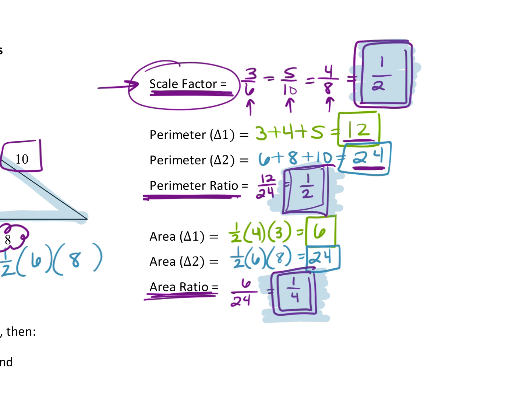What do you observe? Just give me an observation. They're all fractions. The bottoms are even numbers, okay? They all have a 1 in the numerator, okay? How about the fact that the scale factor and the perimeter ratio are identical? That will always be the case, okay? Your scale factor and your perimeter ratio will always be the same. Always. There is no other option, okay?